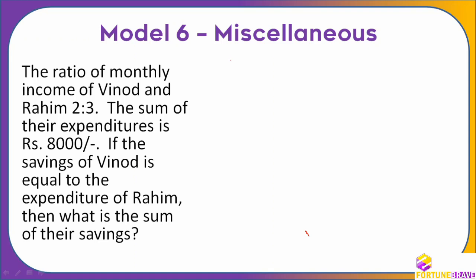What they have given, we will write so that it will be here. So the monthly income of Vinod and Rahim is given. How much? 2:3. What else? The sum of their expenditures is 8,000. Sum of V plus R expenditures, not anything else, not income. This is income, right? So we'll write it. Now there is a little bit of difference, so we'll understand this properly. Expenditure is equal to 8,000.